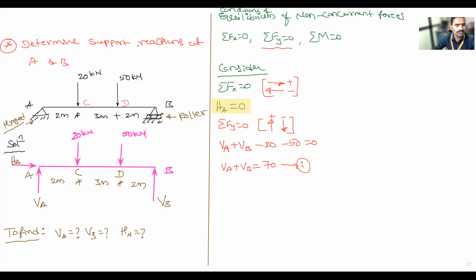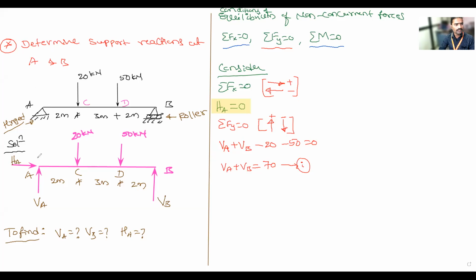So next step, I will move to the next point. What are the equilibrium conditions? I have taken sigma Fx. I have considered sigma Fy. What is remaining next? Next is sigma M is equal to 0. Consider sigma M is equal to 0. It means you have to consider where the moment is 0.